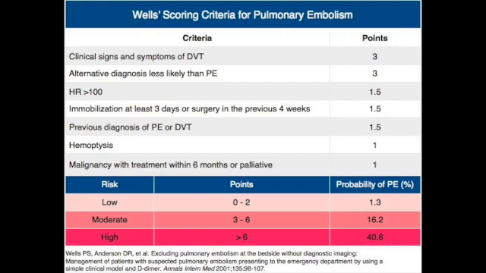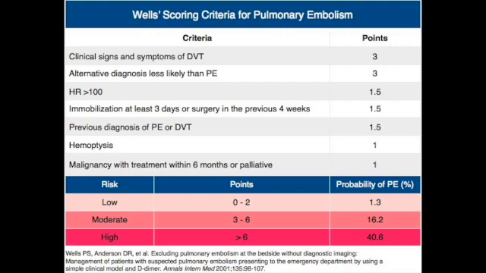And the interpretation: if they have a low probability, it's under 2 points. You might consider a D-dimer or see if you can use the PERC criteria, the pulmonary embolism rule-out criteria, which we'll talk about. So that's low probability, under 2 points. If they have moderate probability, 2 to 6 points on the Wells criteria, consider CTA or high sensitivity D-dimer. If they have high probability, over 6 points, do a CTA.